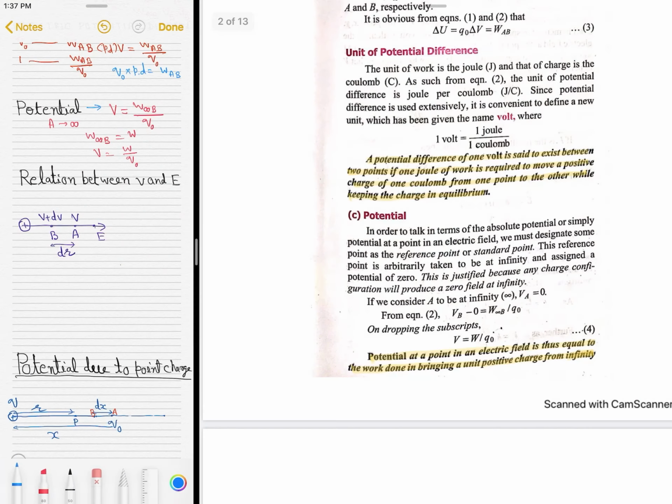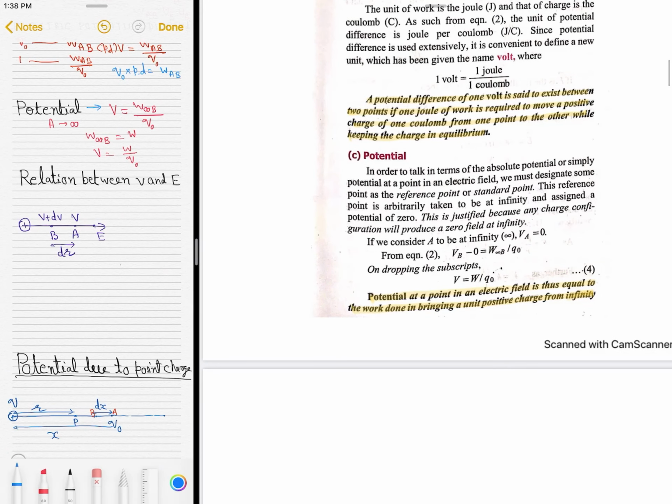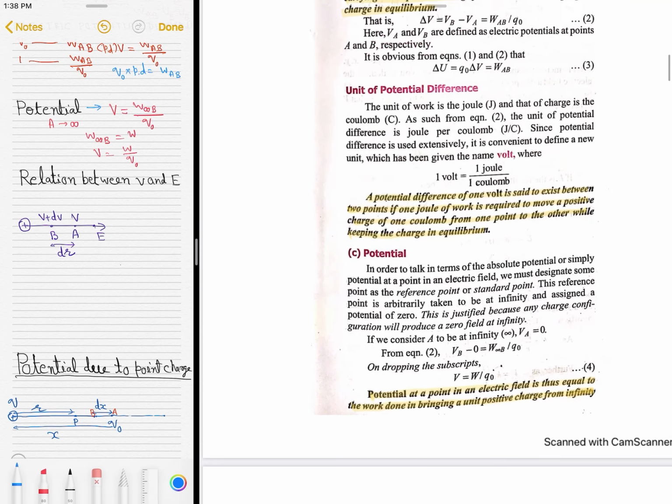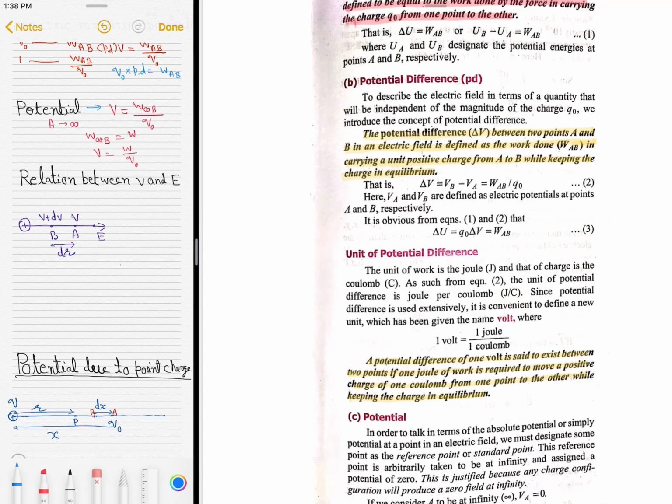Sometimes this question is asked in board examination, that joule per coulomb is the unit of which physical quantity, and is it scalar or vector? So the answer: joule per coulomb is the unit of potential or potential difference, and it is a scalar quantity.